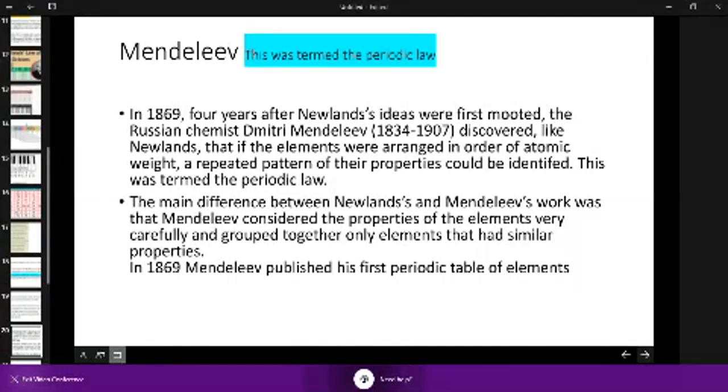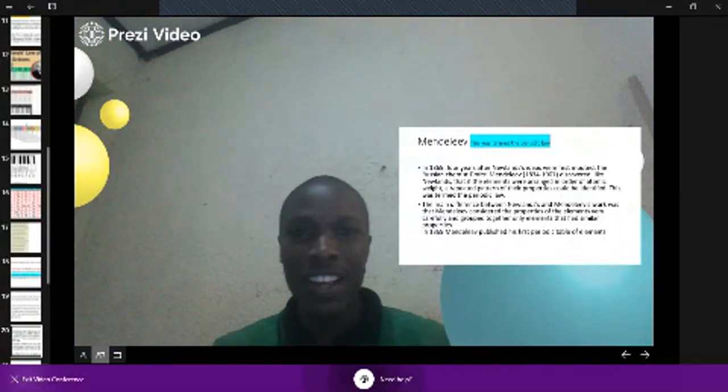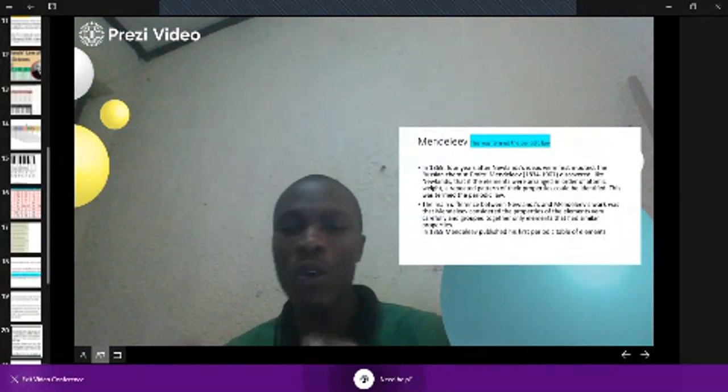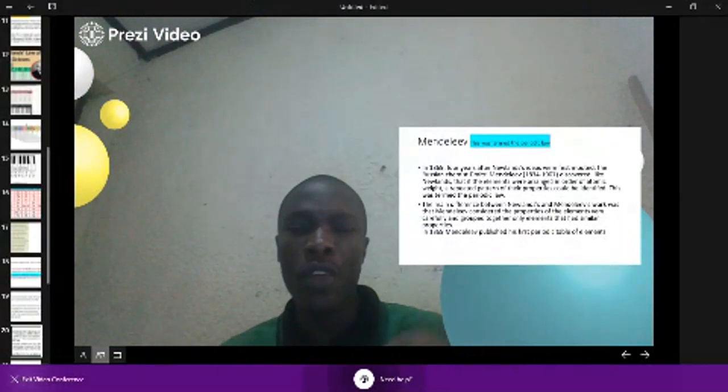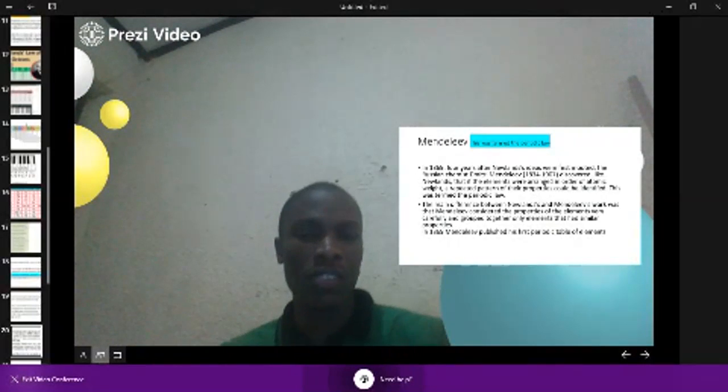There is a repeated pattern of properties. So if there is a repeated pattern, he came up with a law and called this law the periodic law. Remember, it's linking atomic weight with properties, but these properties keep on repeating themselves.